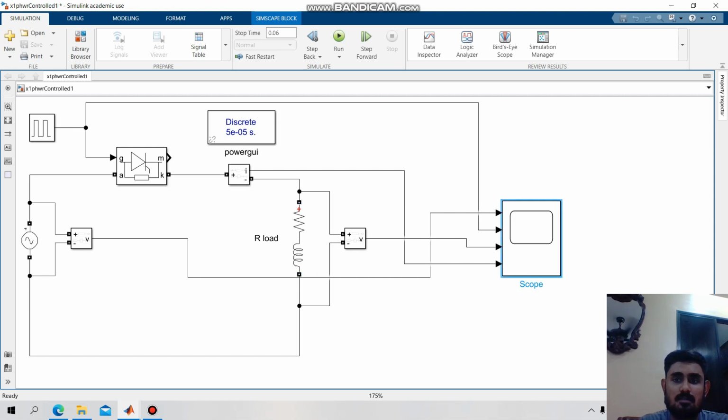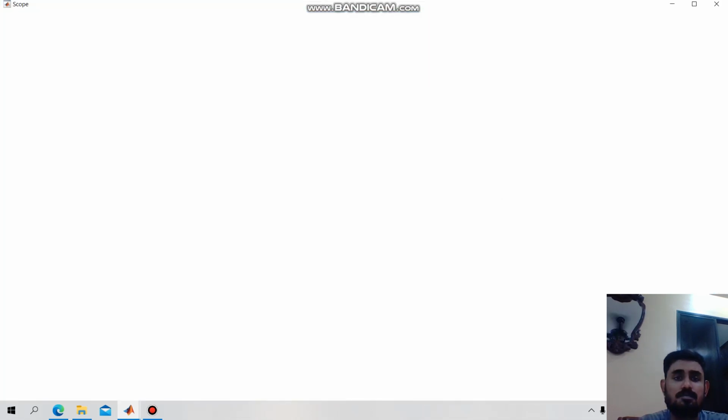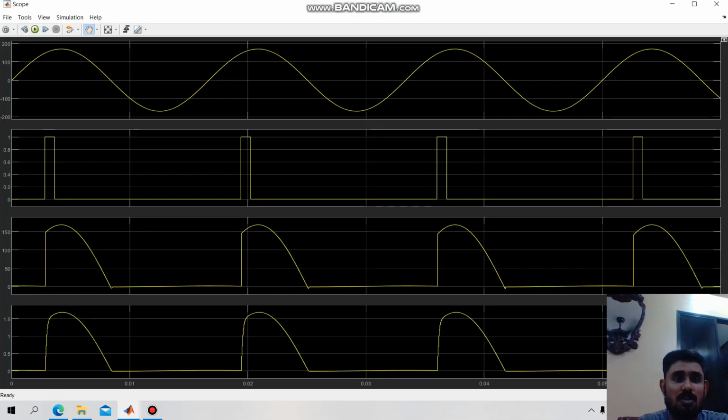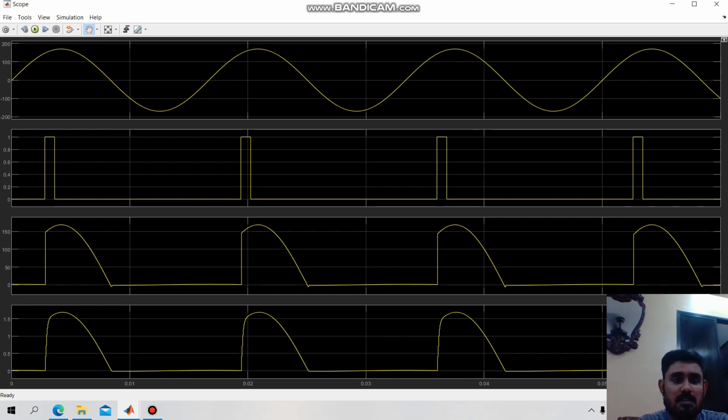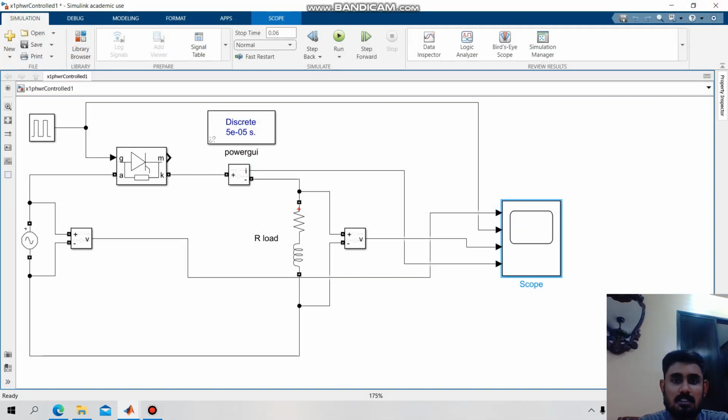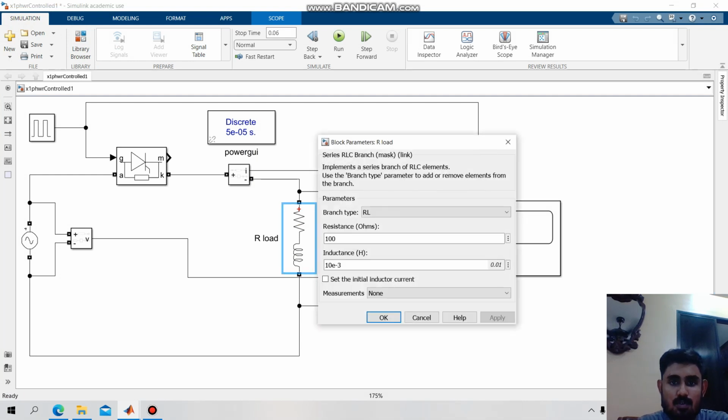It's done. We double click the scope, so we will get the simulation result, where you can see the third graph is the V output from the load. You can see there's a little bit of fluctuation on the graph because of the inductor. So we need to clarify it. We can adjust the inductance value.